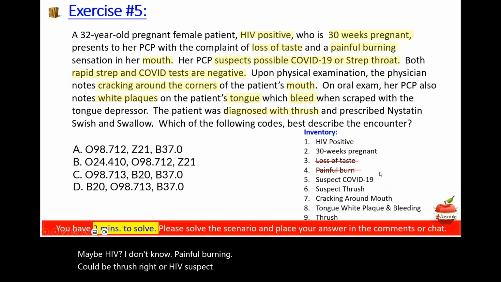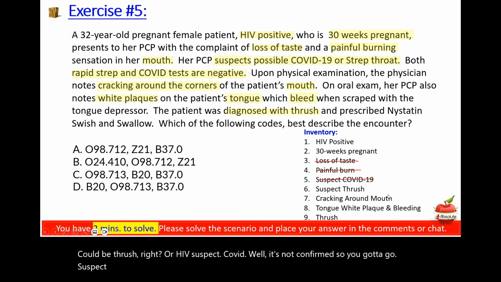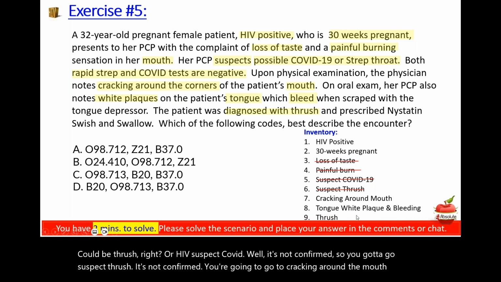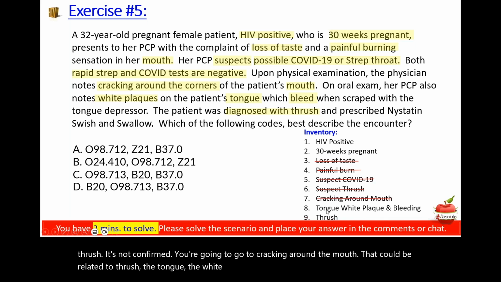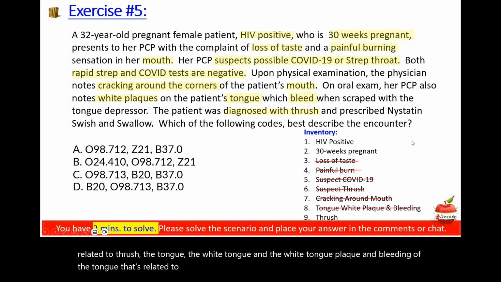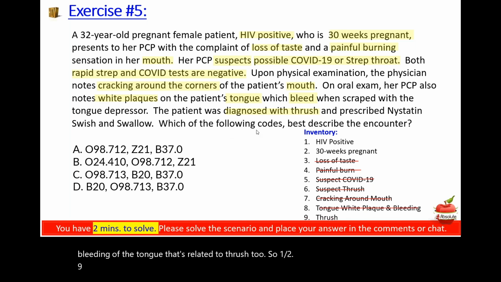Suspect COVID. Well, it's not confirmed, so you've got to let it go. Suspect thrush, it's not confirmed, so you're going to let it go too. Cracking around the mouth, that could be related to thrush. The white tongue plaque and bleeding of the tongue, that's related to thrush too. So those are the diagnoses we have to deal with.